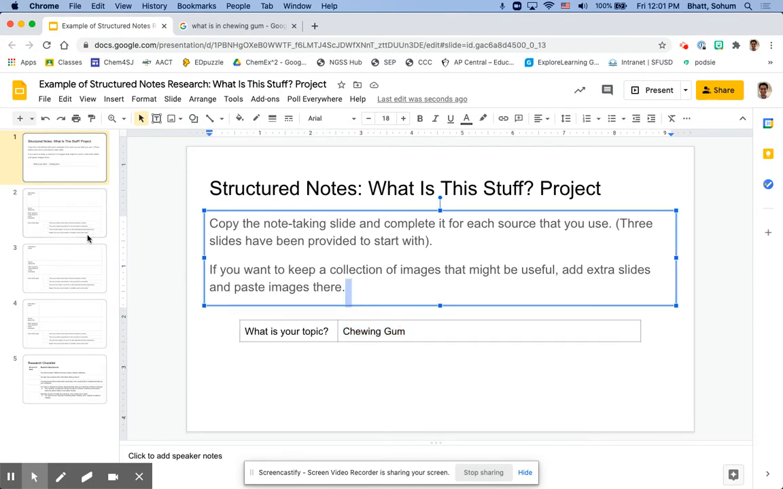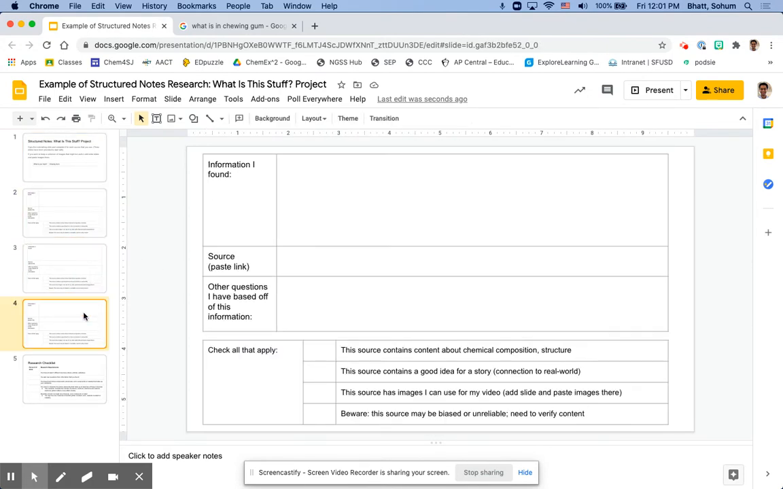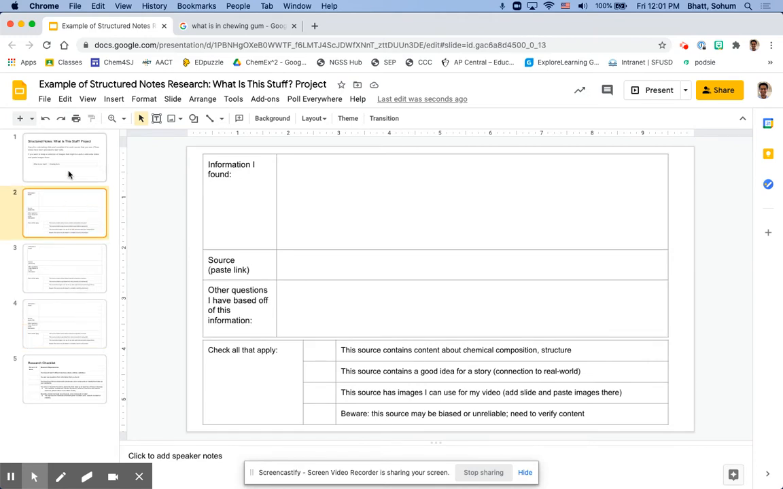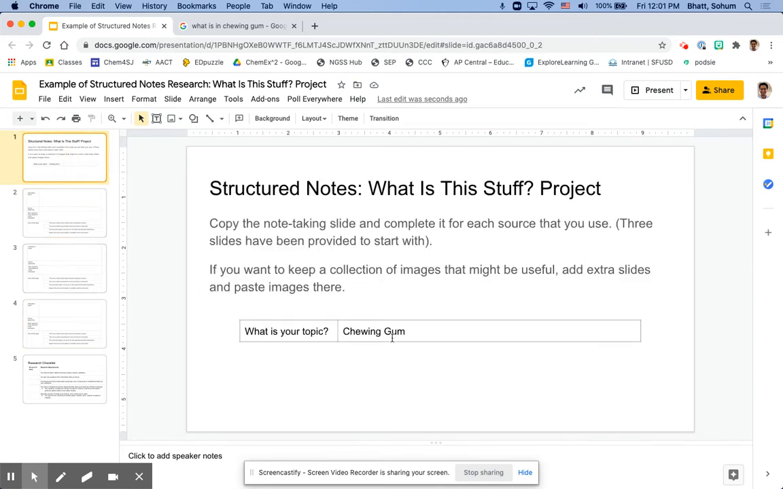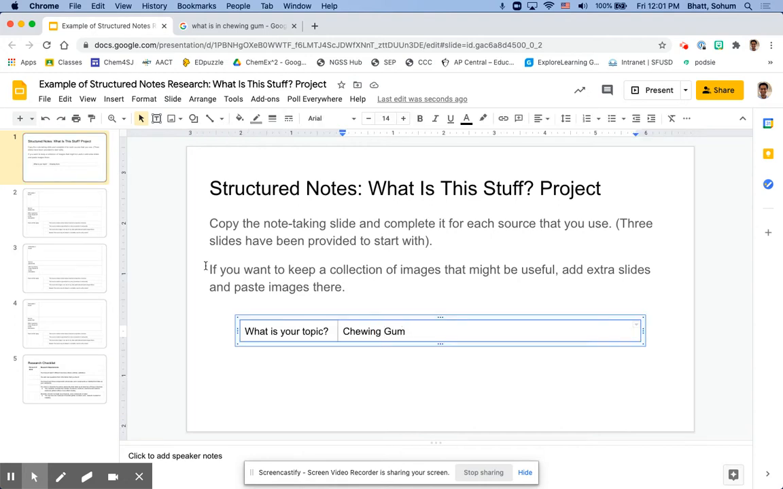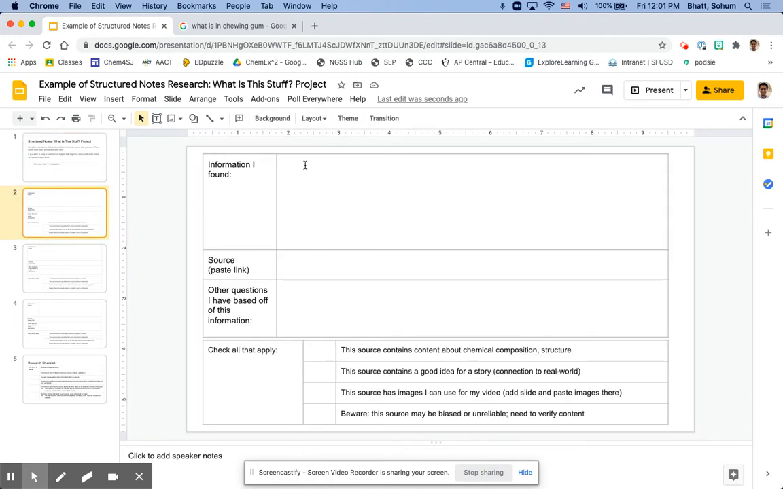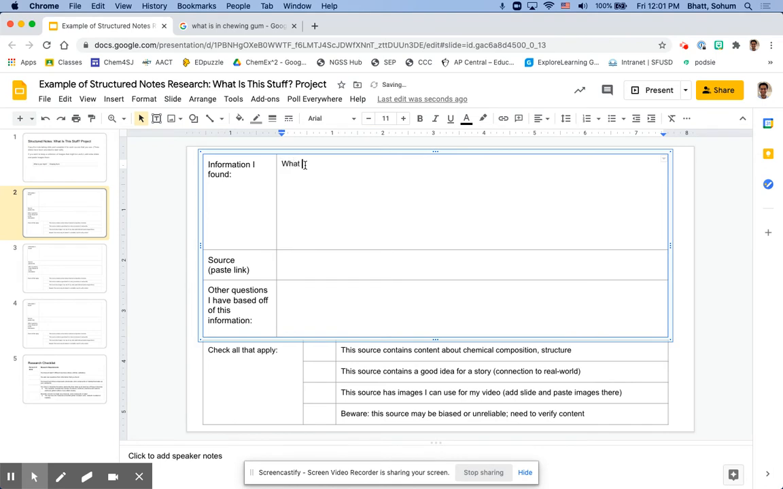And then you'll notice you have 3 sample template slides for notes. You can add more slides to that as you want. If my sample is chewing gum, the very first question I should have is, what is in chewing gum? Or what are the ingredients in chewing gum, because it's a food. And so I'm going to type that question there.